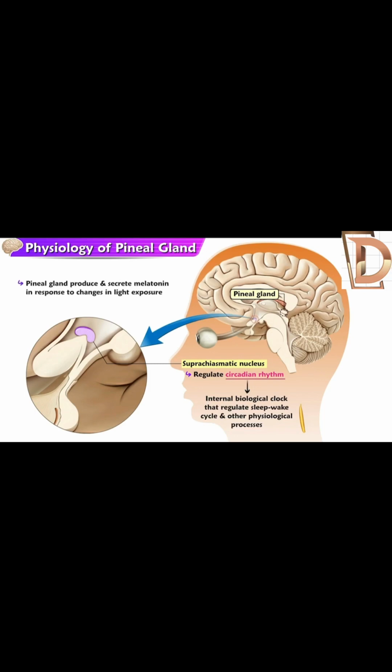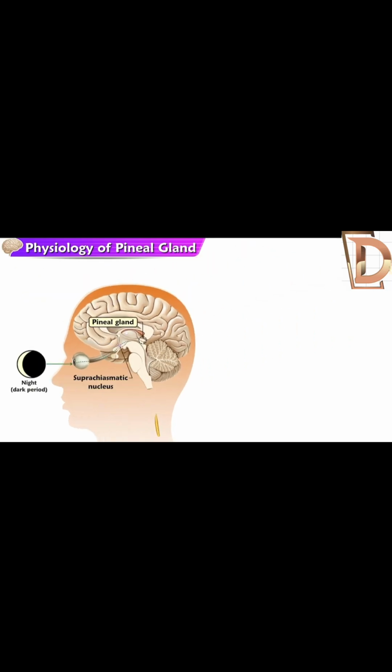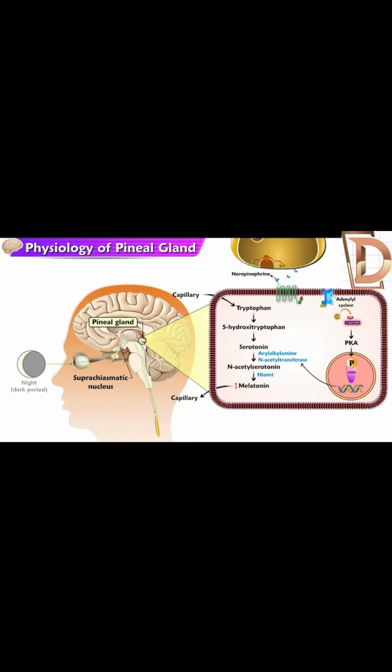The pineal gland produces and secretes melatonin in response to changes in light exposure. When light levels are low, such as during the night, the pineal gland produces more melatonin. Conversely, when the light levels are high, such as during the day, the pineal gland produces less melatonin.